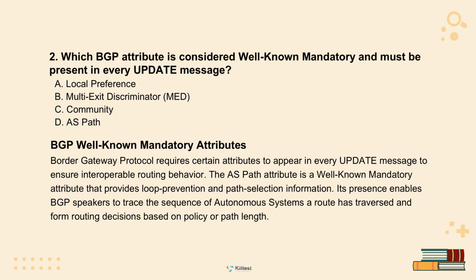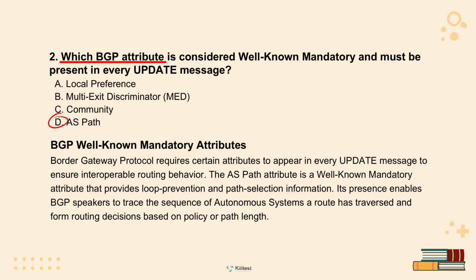Brilliant. Okay, let's shift gears from an interior protocol like OSPF to the king of the exterior, BGP. The protocol of the internet. It really is. And BGP relies on attributes to make its decisions. So which specific attribute is considered well-known mandatory, meaning it is absolutely non-negotiable? It has to be in every single BGP update message. That would be the AS path attribute, no question. It's the single most defining part of the route.